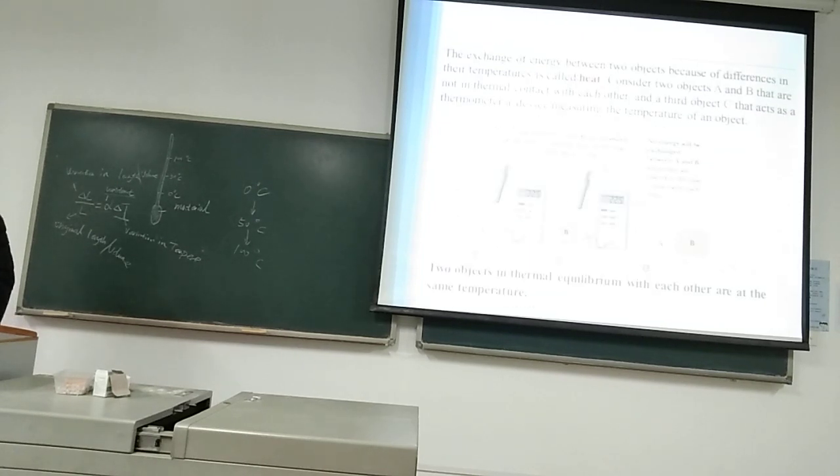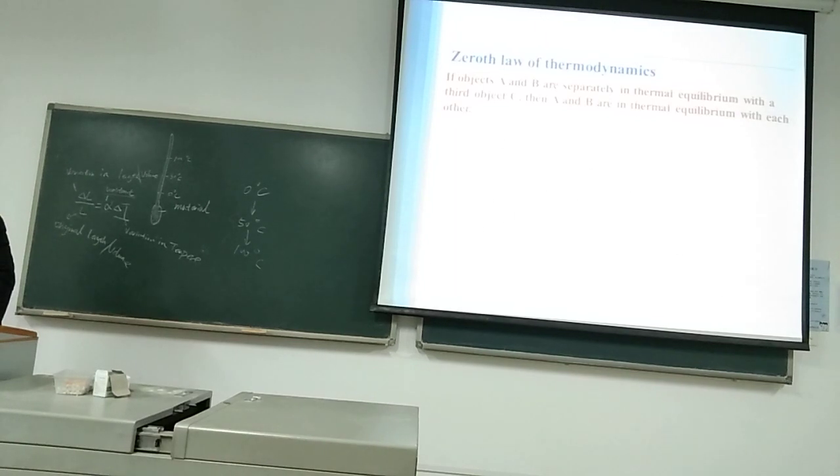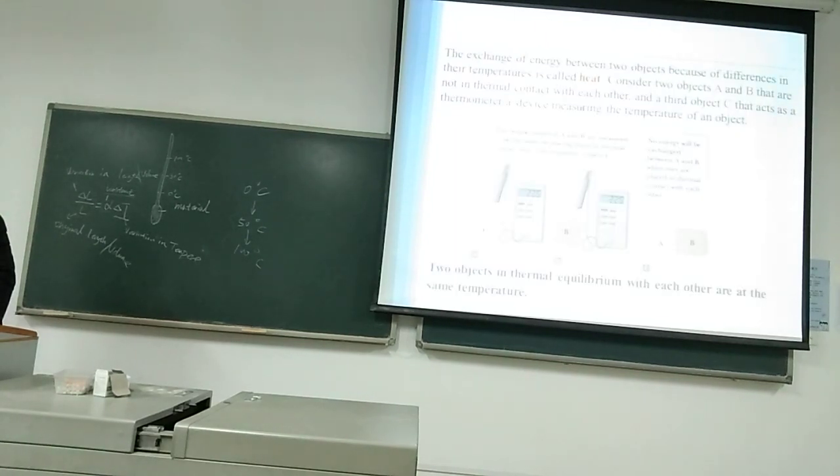There is a zeroth law of thermodynamics that can be expressed by this example. The exchange of energy between two objects because of difference in temperatures is called heat. Consider two objects A and B that are not in thermal contact with each other, and a third object C that acts as a thermometer, a device measuring the temperature of an object.